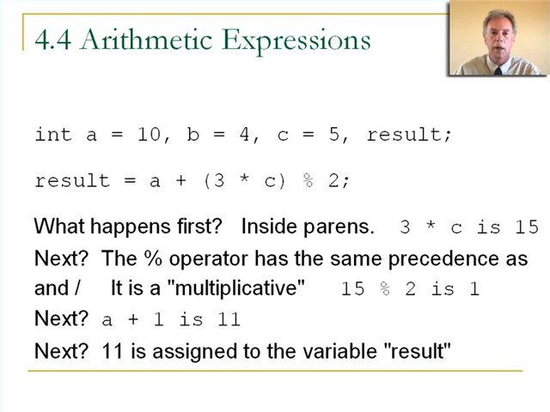Let's look at some more arithmetic expressions now. These can be arbitrarily complex, and a good programmer will solve their problems without writing programs that are too complex for other people to understand. So here we have 3 variables, a, b, c, initialized to 10, 4, and 5, and we have another int variable called result. All of these variables are only for the purpose of looking at arithmetic expressions.